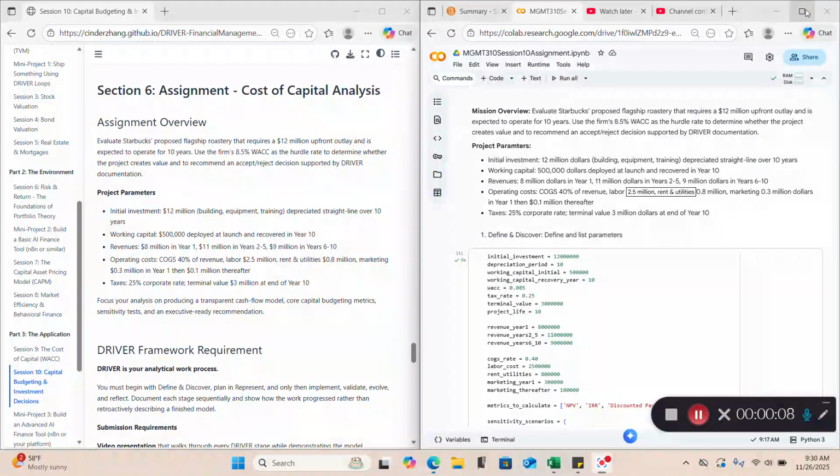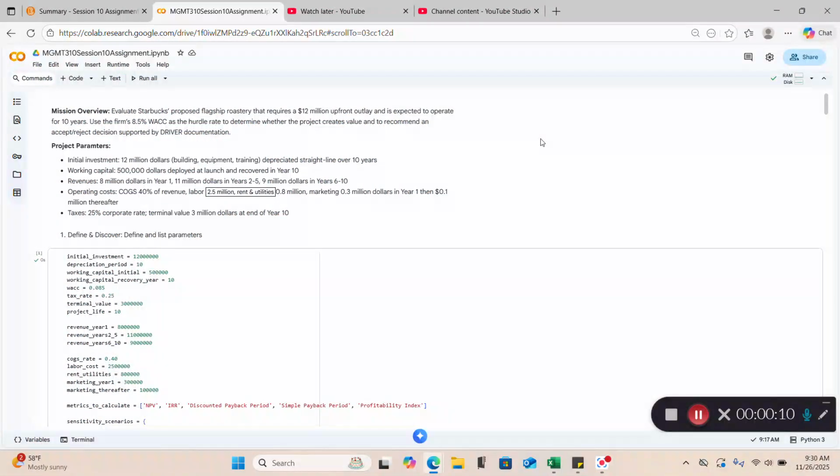So for our mission overview for our assignment, we must evaluate Starbucks' proposed flagship roastery that requires a $12 million upfront outlay and is expected to operate for 10 years. We must use that firm's 8.5% WACC as a hurdle rate to determine whether the project creates value and to recommend an accept or reject decision supported by this DRIVER documentation.